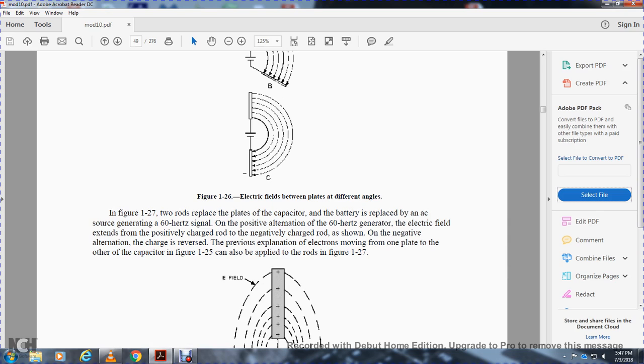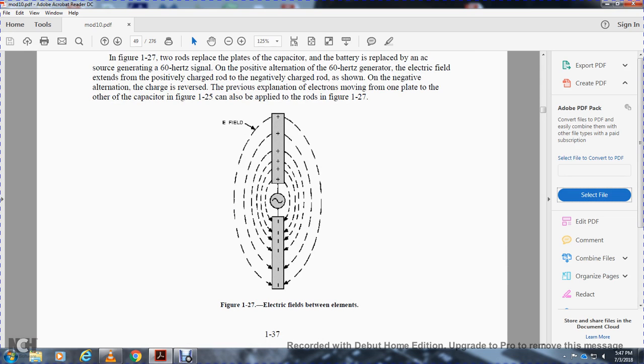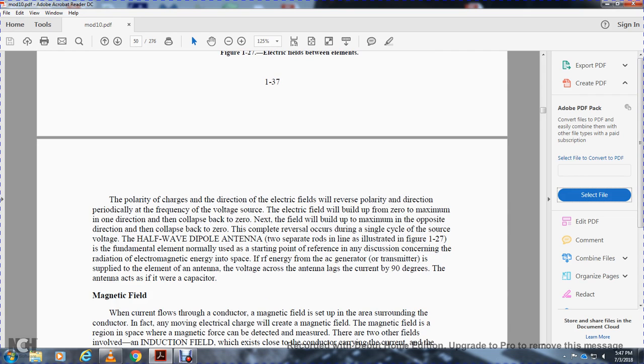The previous explanation of electrons moving from one plate to the other in the capacitor shown in figure 125 can also be applied to the rods in figure 127. Figure 127: electric field between the elements, field polarity.